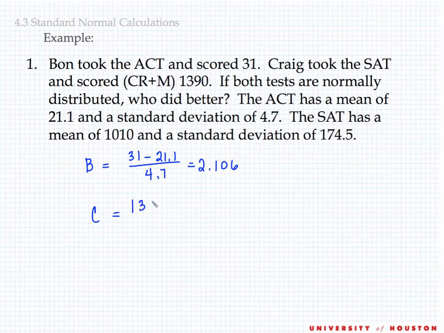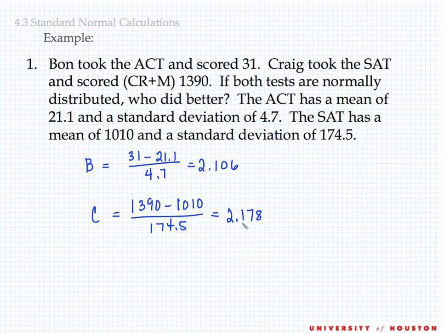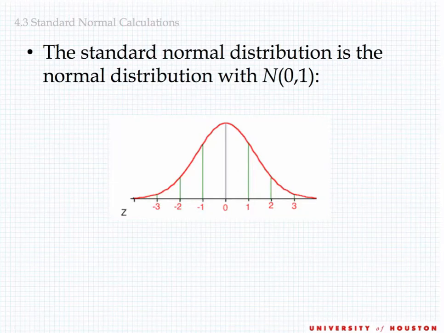Craig's score was 1390 minus the mean divided by the standard deviation. This gives him a standardized score of 2.178. Craig scored higher in the standardized scores than Bond did. This means he was a little further away from the mean. The standard normal distribution is the normal distribution where the mean is 0 and the standard deviation is 1.